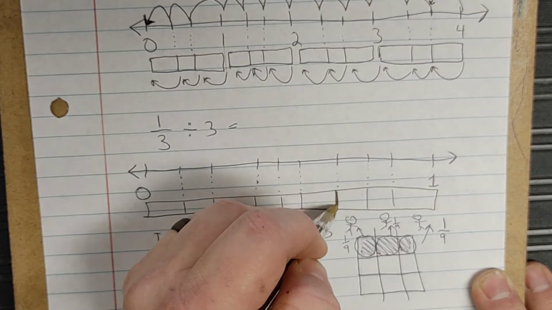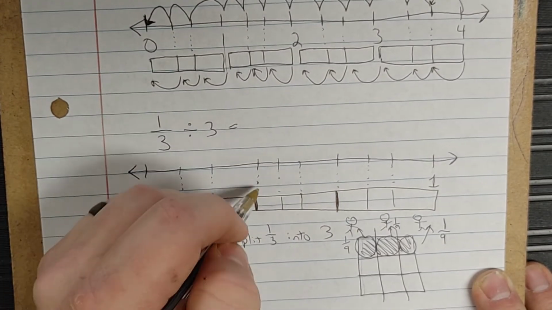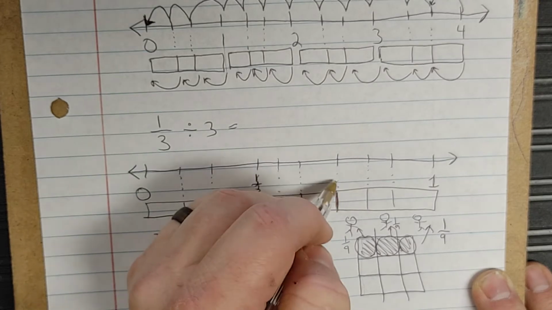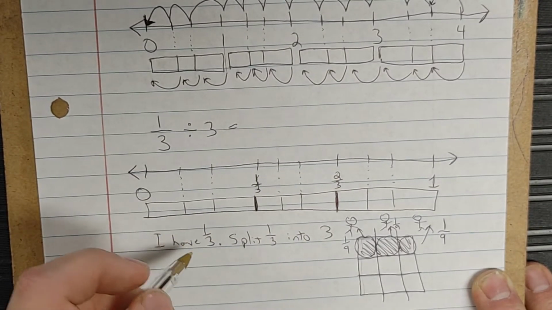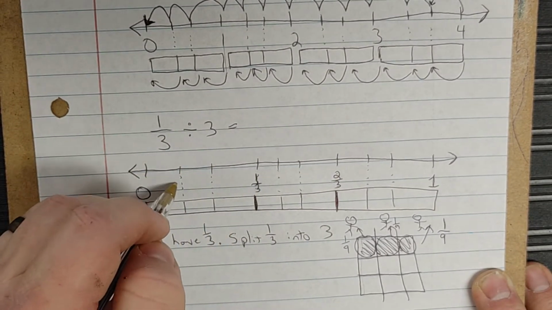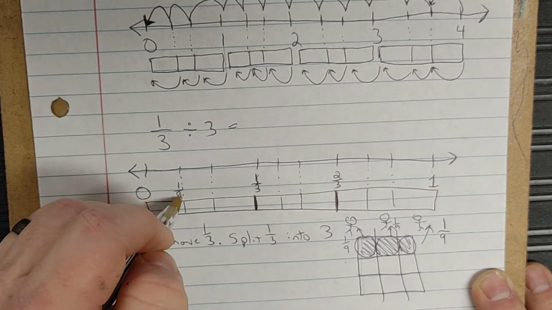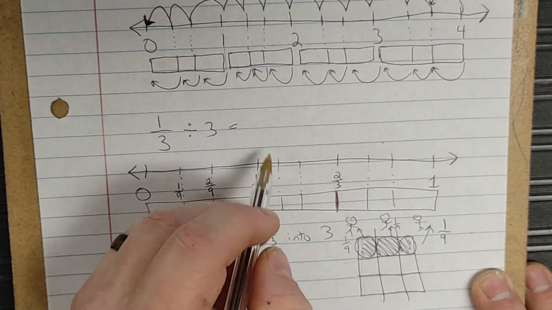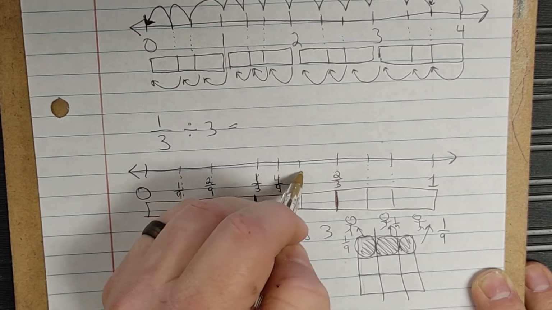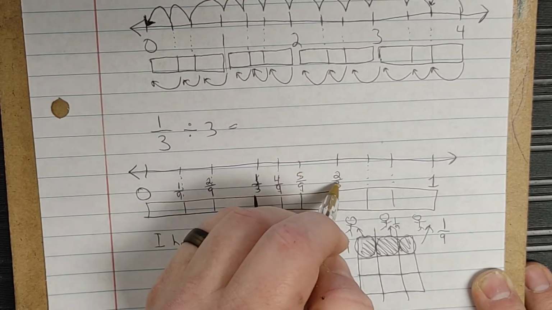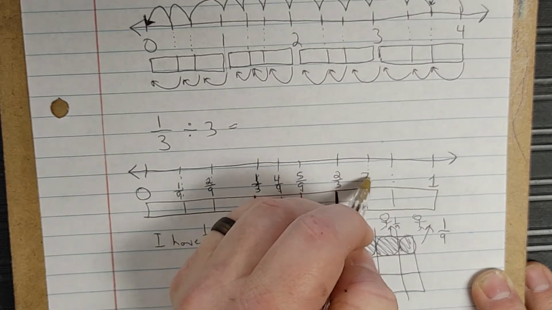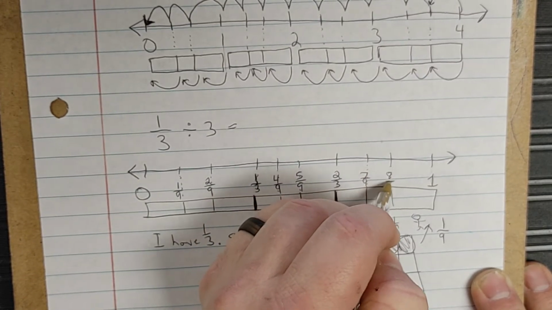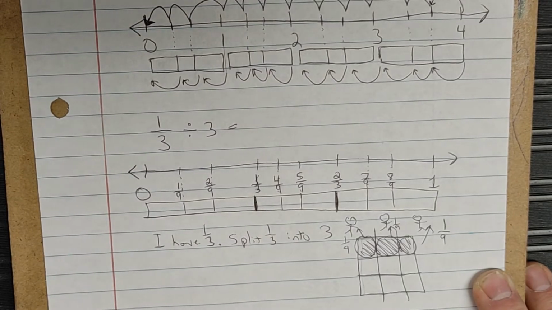Remember, these are my third marks, so that means 1/3, and this would mean 2/3. If that means 1/3, this would then be 1/9, 2/9, 3/9, which is 1/3, 4/9, 5/9, 6/9, which is 2/3, 7/9, 8/9, and then 9/9, which is 1 whole.